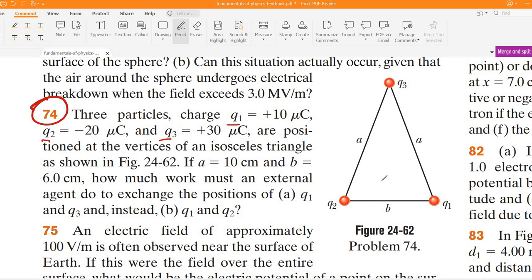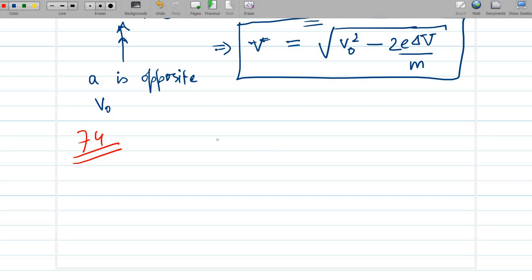How much work must an external agent do to exchange the position of Q1 and Q3? That's in problem number 1. And in problem number 2, you have to find out the work to exchange Q1 and Q2. Alright, so that's pretty interesting. Let's do that. Alright, problem 74.